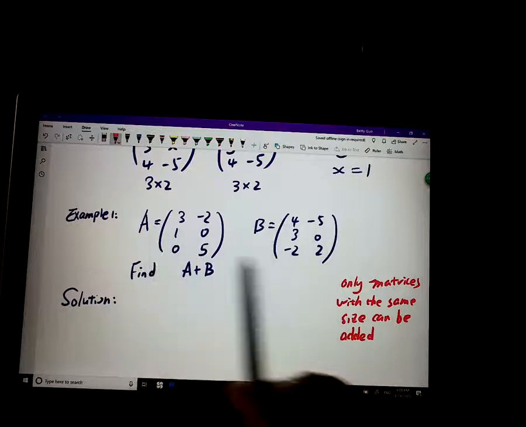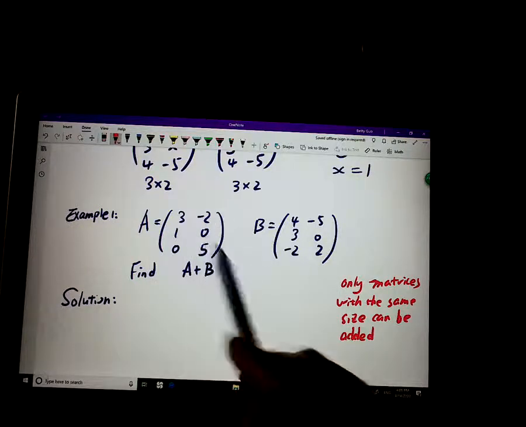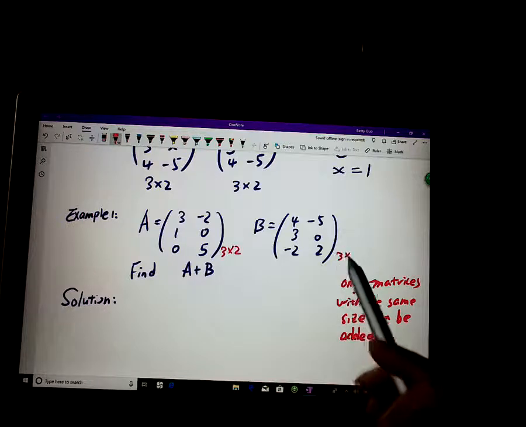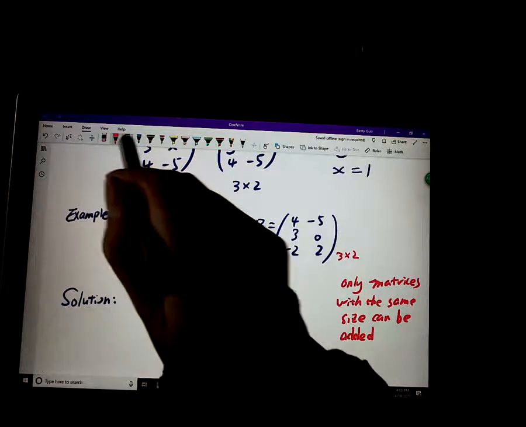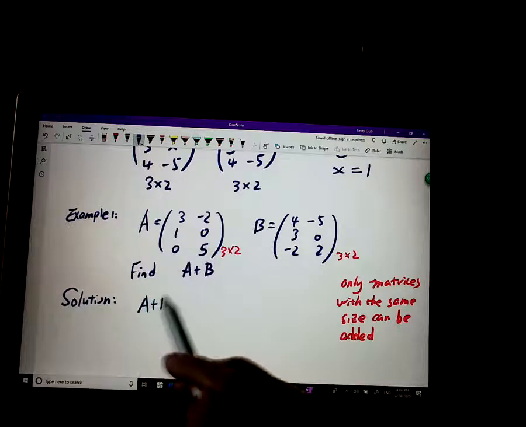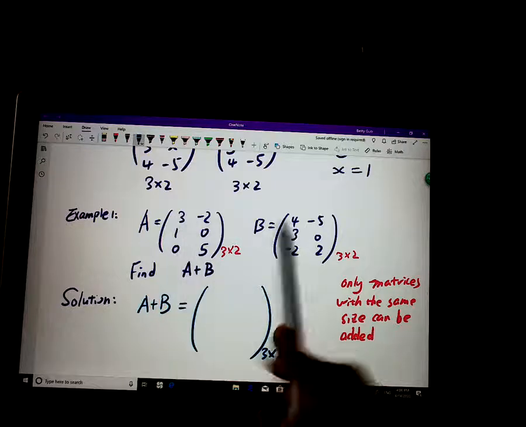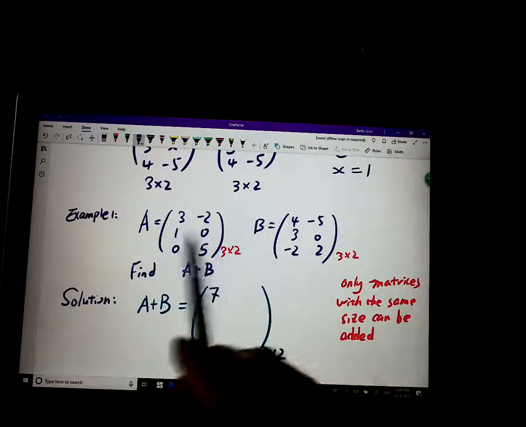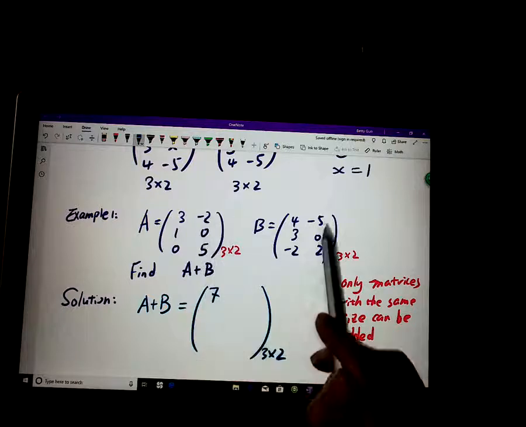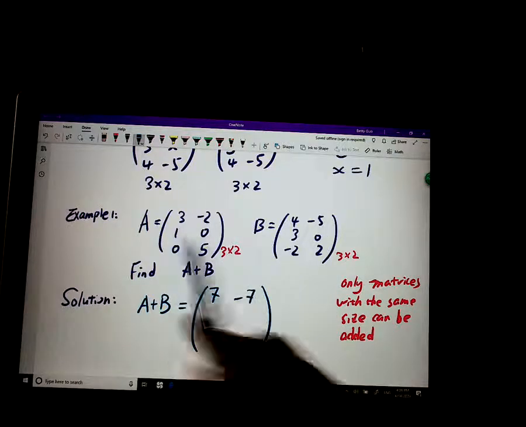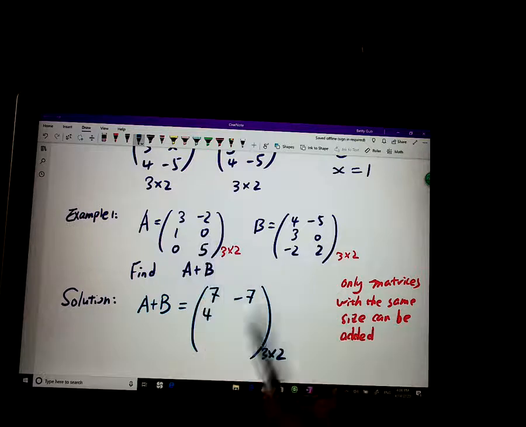So look at our matrices A and B. Do they have the same size? This one is 3 by 2, this one is 3 by 2. Yes, they do, so that's fine. We are able to add them up. The sum is going to be a 3 by 2 matrix as well. 3 plus 4, 7. This is pretty straightforward. -2 plus -5, -7. 1 plus 3, 4. 0 plus 0, 0. 0 plus -2, -2. 5 plus 2, 7. Here we go. We are done.